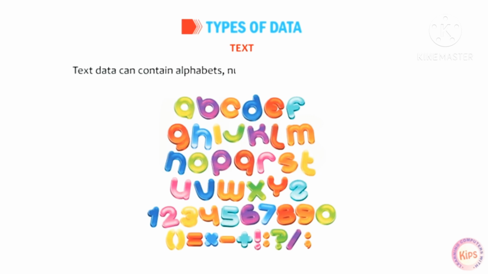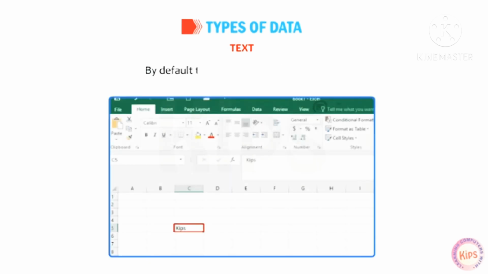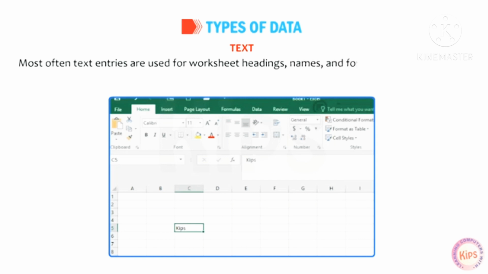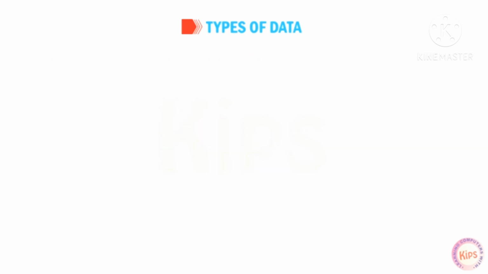Text data can contain alphabets, numbers, spaces, and special characters. Text data is not used in a calculation. By default, text data is left aligned in a cell. Most often, text entries are used for worksheet headings, names, and for identifying columns of data.